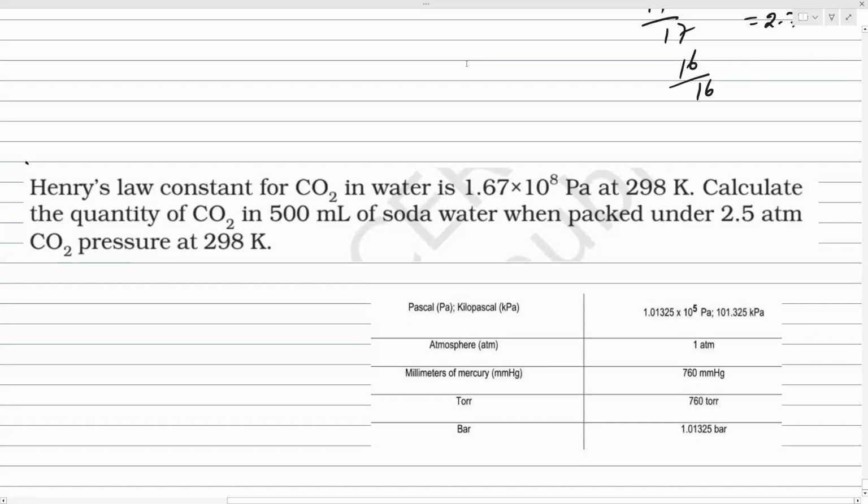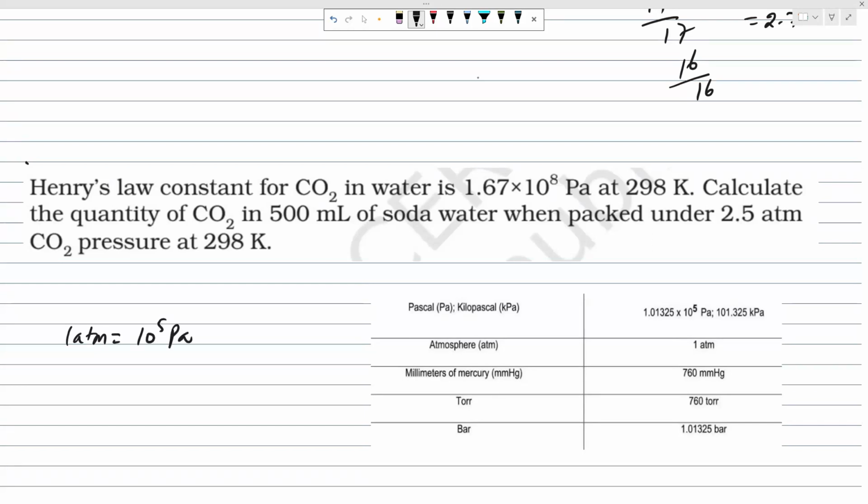So there are different units. You need to concentrate here that one atmosphere, sometimes written as ATM, is equal to 10 raised to the power 5 pascal. The actual value is 1.01 times 10 to the power 5. We generally write 10 raised to the power 5 pascal because this value is approximately equal to that. Got it?